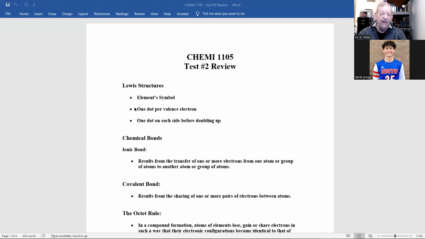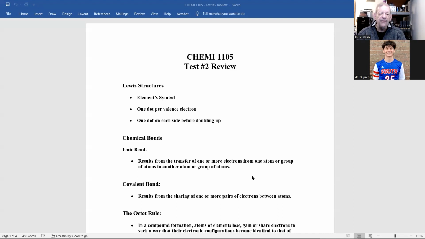Things you should know for test number 2. The first thing is how to draw a Lewis structure. How do you do that? First of all, you write down the element symbol, chemical symbol, and then you put 1 dot for each valence electron. And when you do this, you put 1 dot on each side, and I'll show you in a second, before you double up.